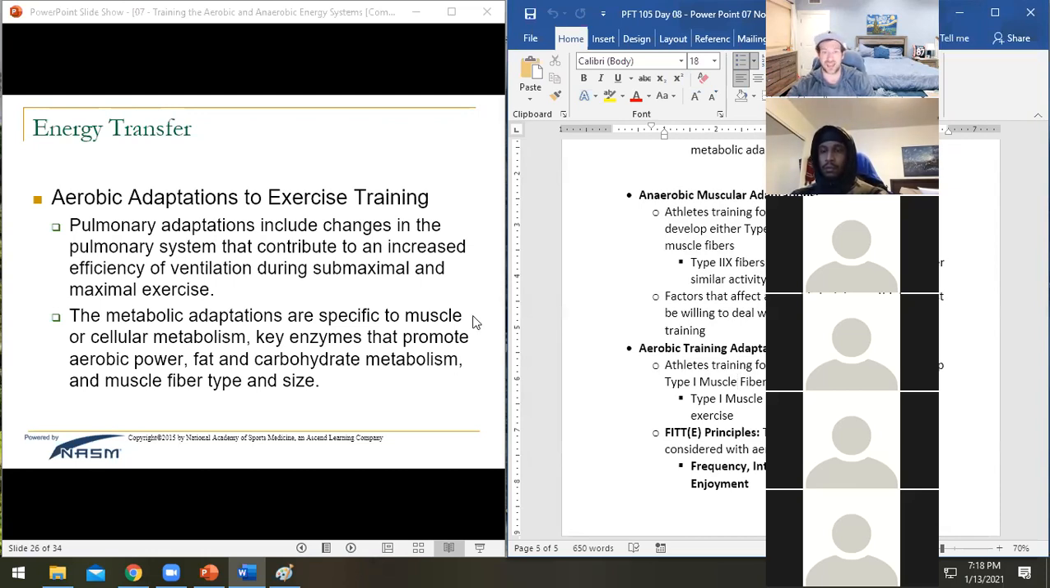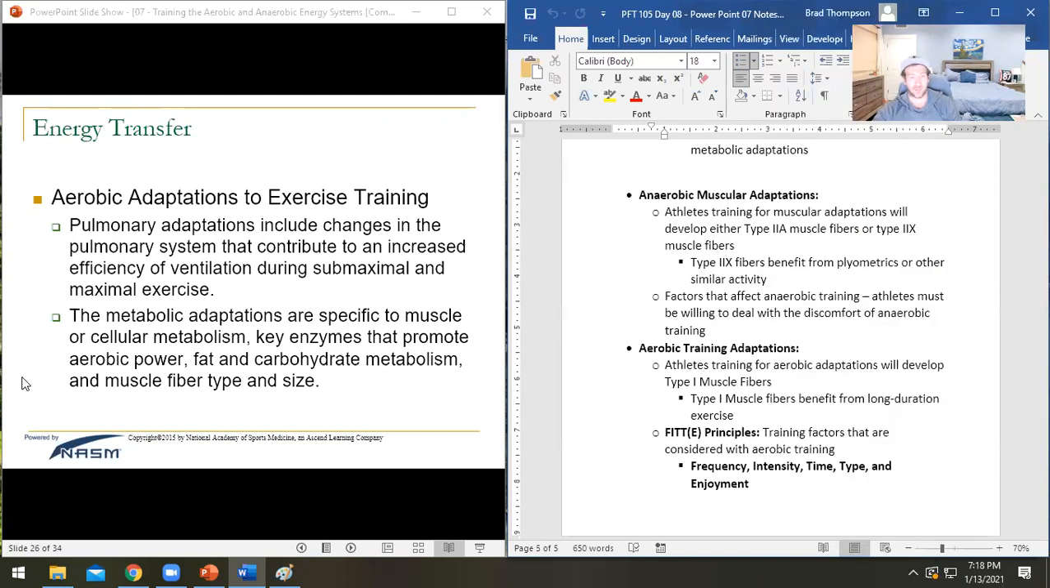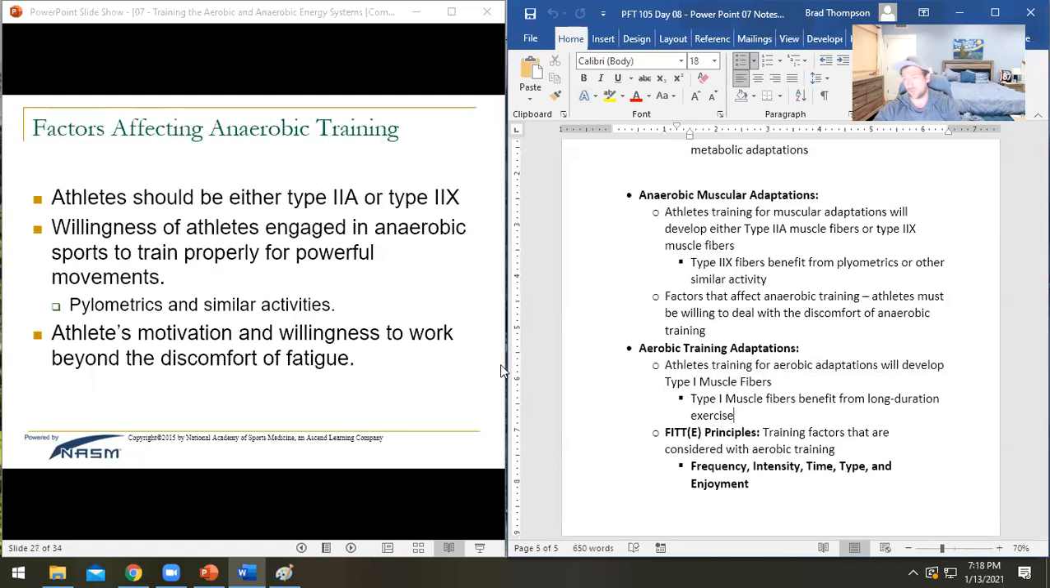We see key enzymes, right? Like I said, that will promote aerobic power and utilizing fat and oxygen. But because of that, those aerobic adaptations a lot of times are going to develop very much type 1 muscle fibers, right? Those are going to be really good at developing our endurance fibers. So yeah, you will be able to deliver lots of oxygen, but lactic acid really never has a chance to sit around. So it really doesn't create that much cellular damage.